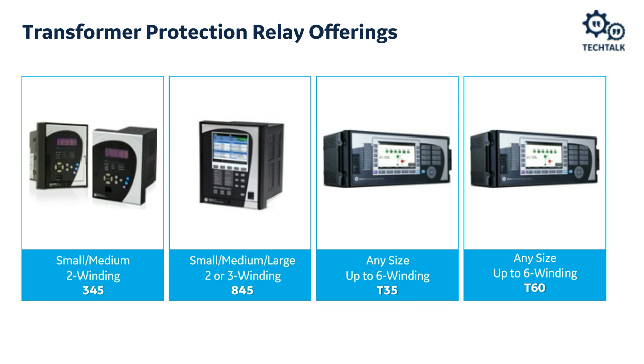The last 2 relays are part of our UR product line, which are our higher voltage utility grade relays. The first is the T35 relay, which has more basic transformer protection elements. And then we have the T60, which would be the more advanced high-end critical transformer relay. Both of these can protect up to 6 windings.